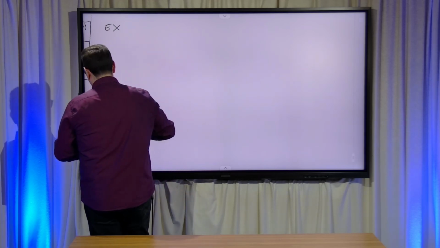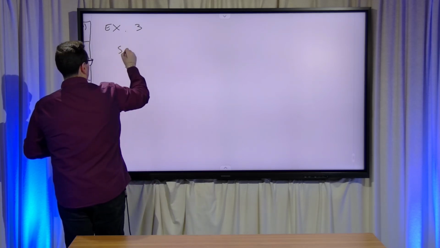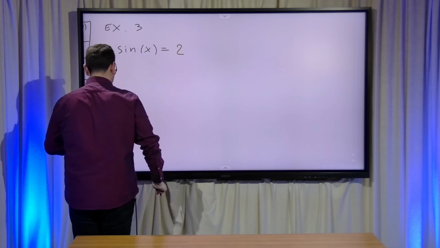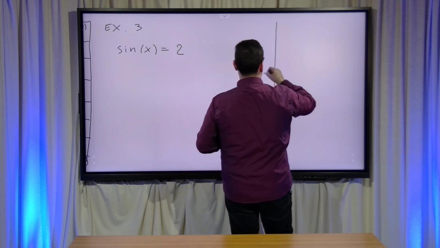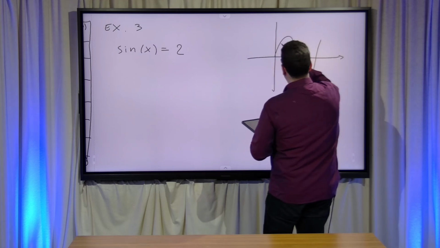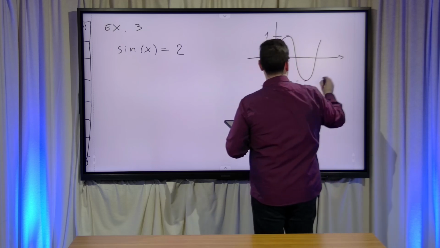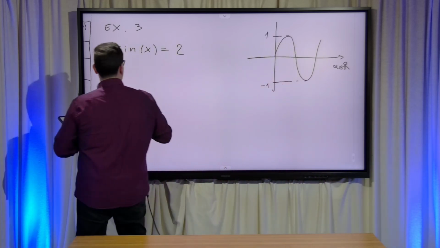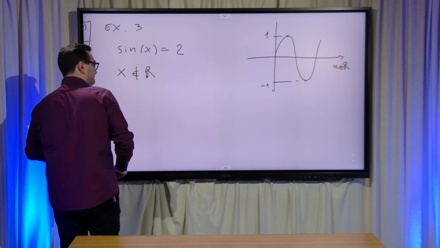Let's move on. Exercise 3. I have this equation, sine of x equals 2. Now, you can recall that the sine of alpha has values between -1 and 1, with alpha belonging to R. So this equation has no solution in R. It's impossible.